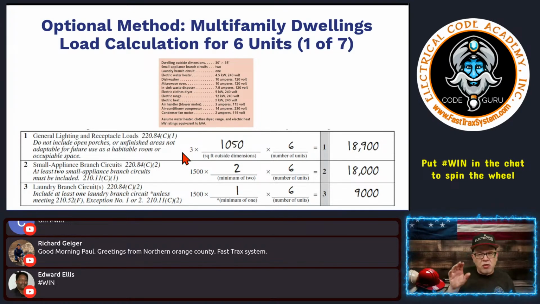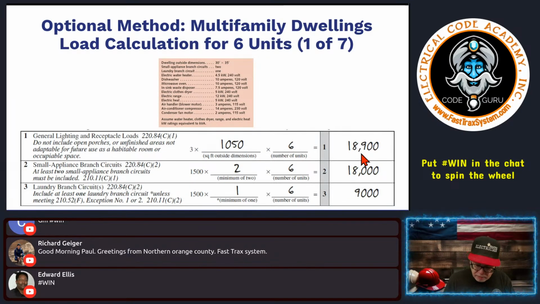If this was a single unit, 1 unit, and you were trying to do the feeder, and we'll do that obviously tomorrow, in this case you would just drop this off. You just wouldn't have the need for the number of units because it's just 1 unit, right? So again, not making it brain surgery, keeping it simple. So it's 3 times 1,050 times 6 is 18,900.